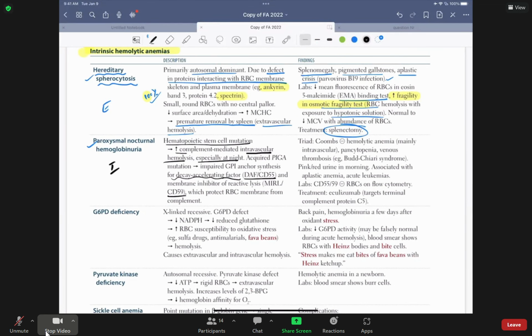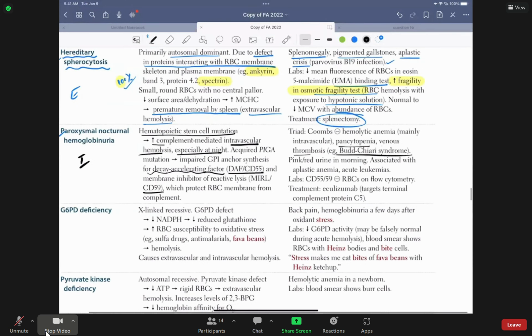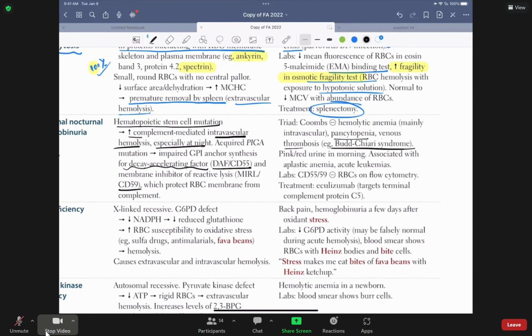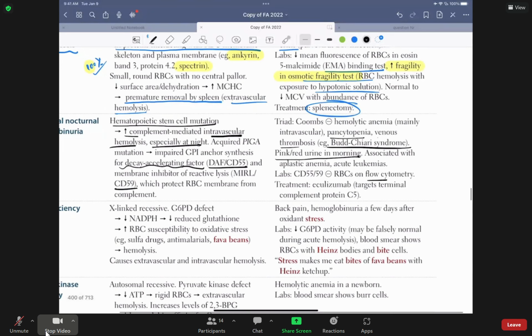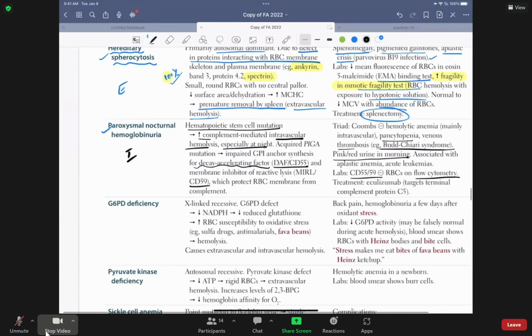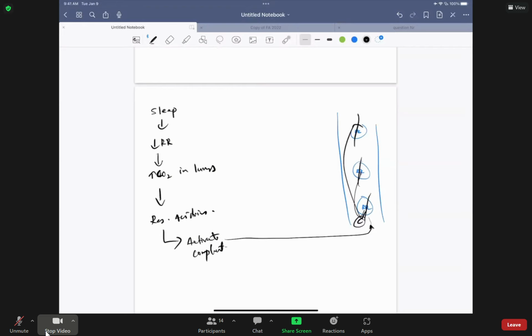Now, people can have pancytopenia, venous thrombosis. I remember mentioning Budd-Chiari syndrome. The portal vein thrombosis can happen during paroxysmal nocturnal hemoglobinuria. Because the attack happens in the night, in the morning they will have red urine, because the bilirubin and hemoglobin and everything is being released. When you do the flow cytometry, they will be negative for CD55 and 59 because they don't have that, folks.